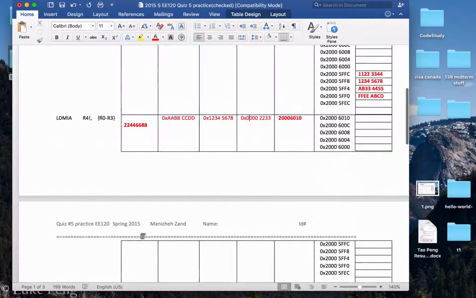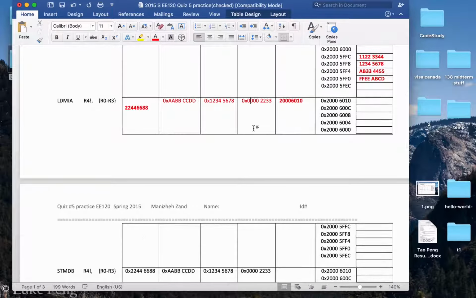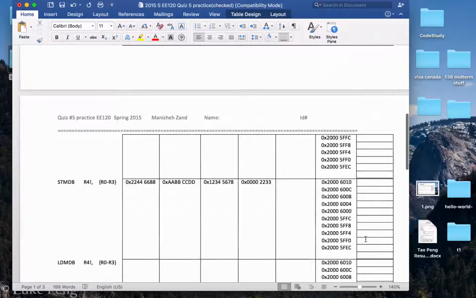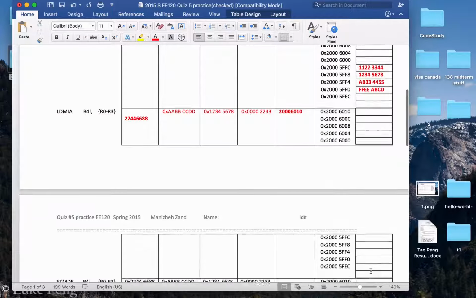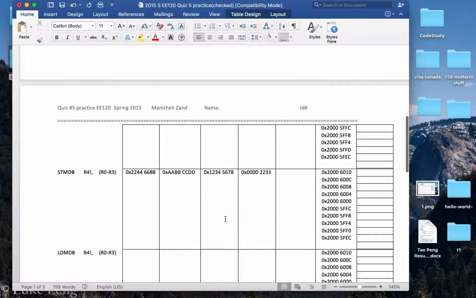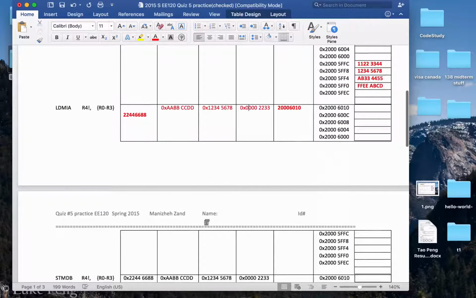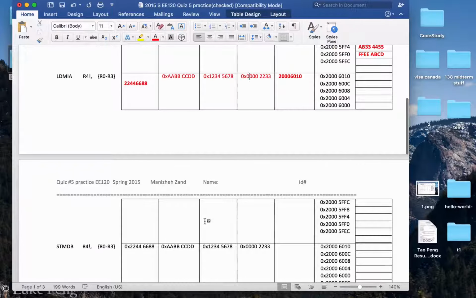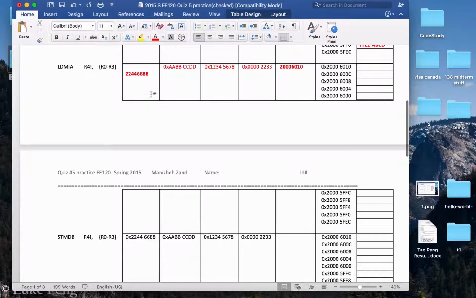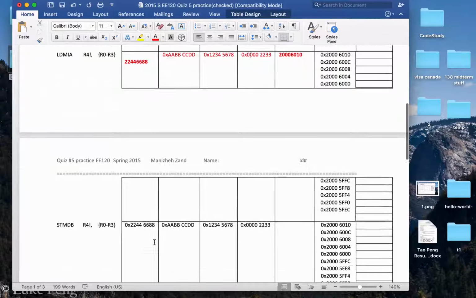So I fetch this, and this is the same. Keep the same original value. So then what I'm doing, okay, this just copies from here to here, just to make it easier to read.